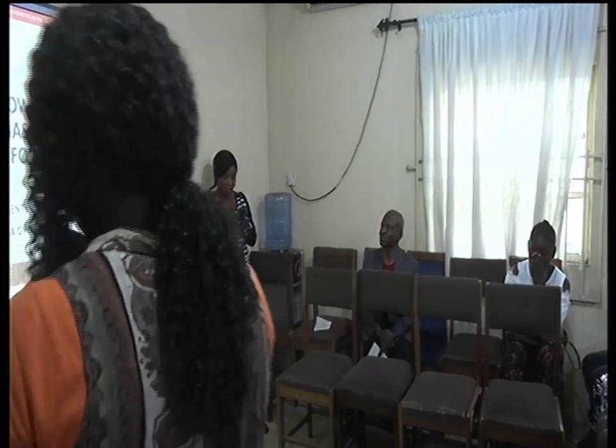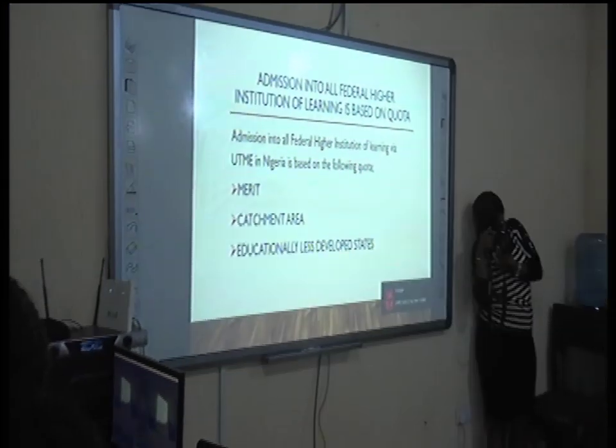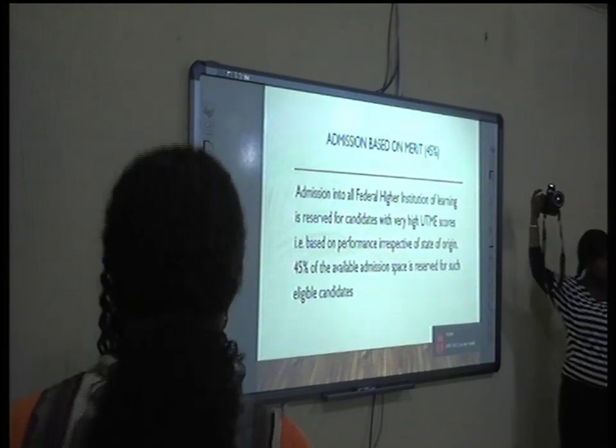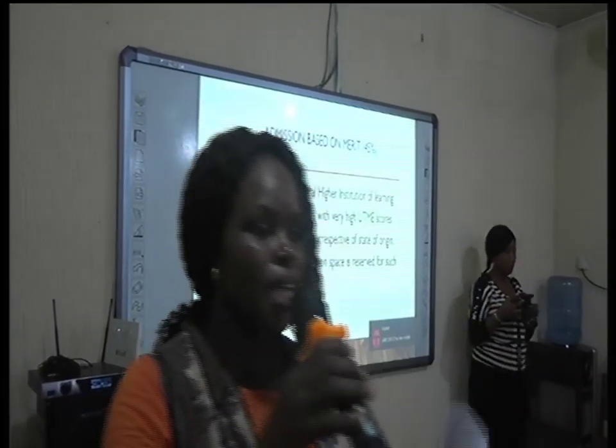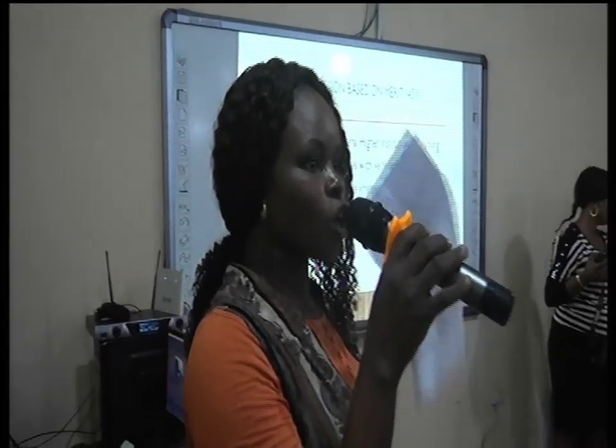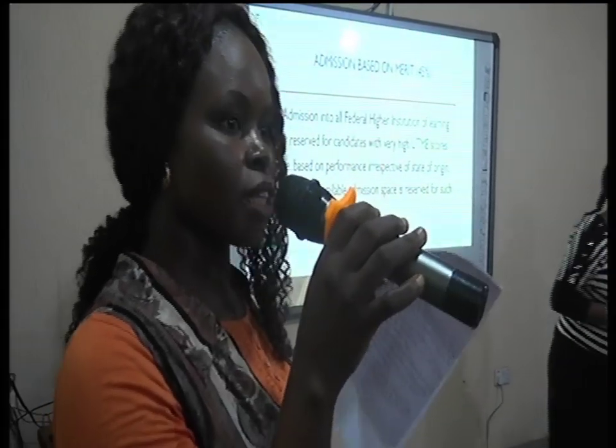Now, we have a quota based on merit. Let me use UNIBEN, for instance. They want to admit students in computer engineering, and JAMB has approved 120 candidates for them to admit. From that 120, 45% is part of the persons they are going to admit. Admission based on merit, 45%. When we talk about merit, these are JAMB candidates that did well while writing their JAMB. They performed very well. Their score is something else. In short, they overscored. Based on this, JAMB has 45% for this category of persons.